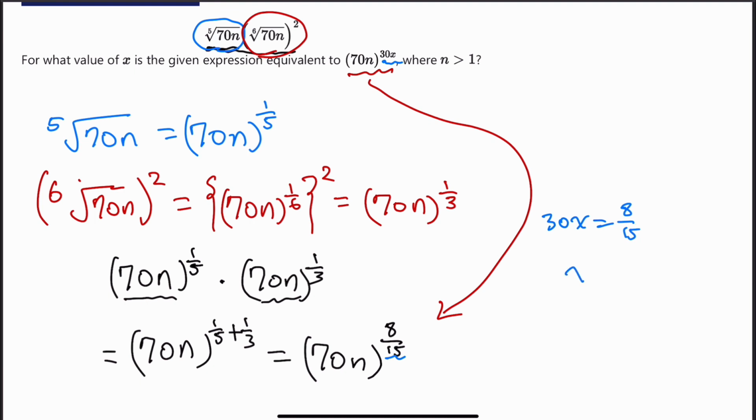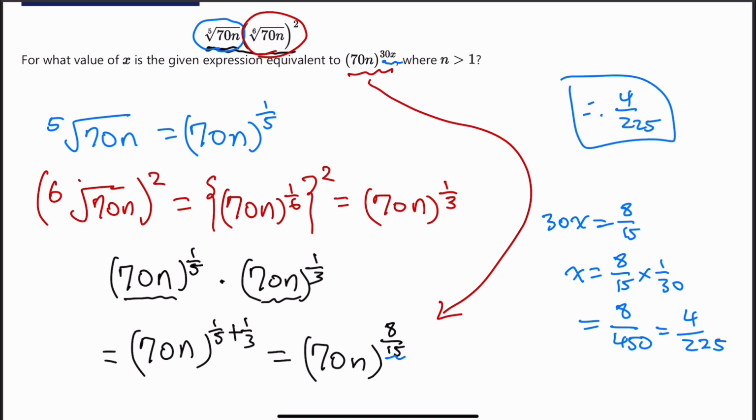We divide both sides by 30, times 1 over 30. And this is equal to 8 over 450, which is the same thing as 4 over 225. And that would be our final answer. So if you know how to switch from radical to exponential function, then you should be able to solve this question fairly easily.